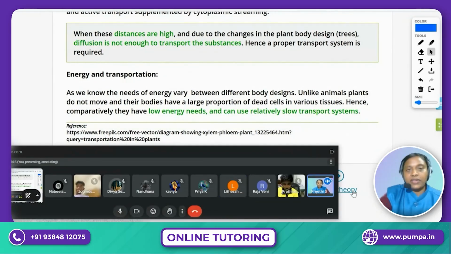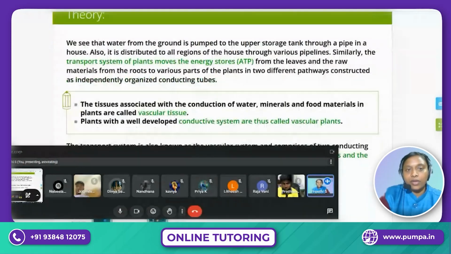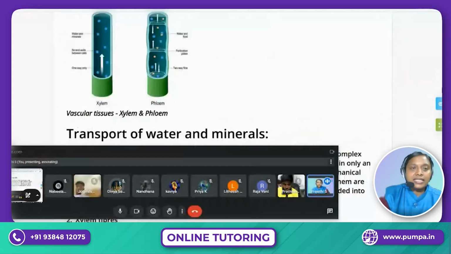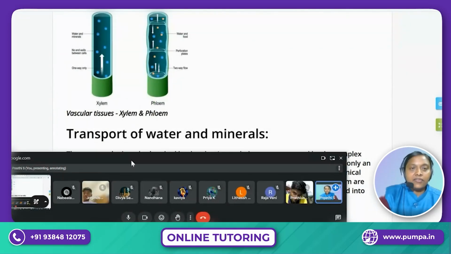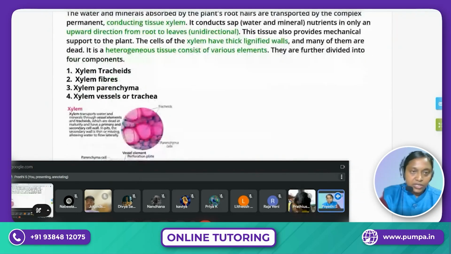Next, we are going to learn about transportation, which means xylem and phloem, in detail. The xylem is one direction, and the phloem is two-way. We will see this one by one. First, we are going to learn about xylem.